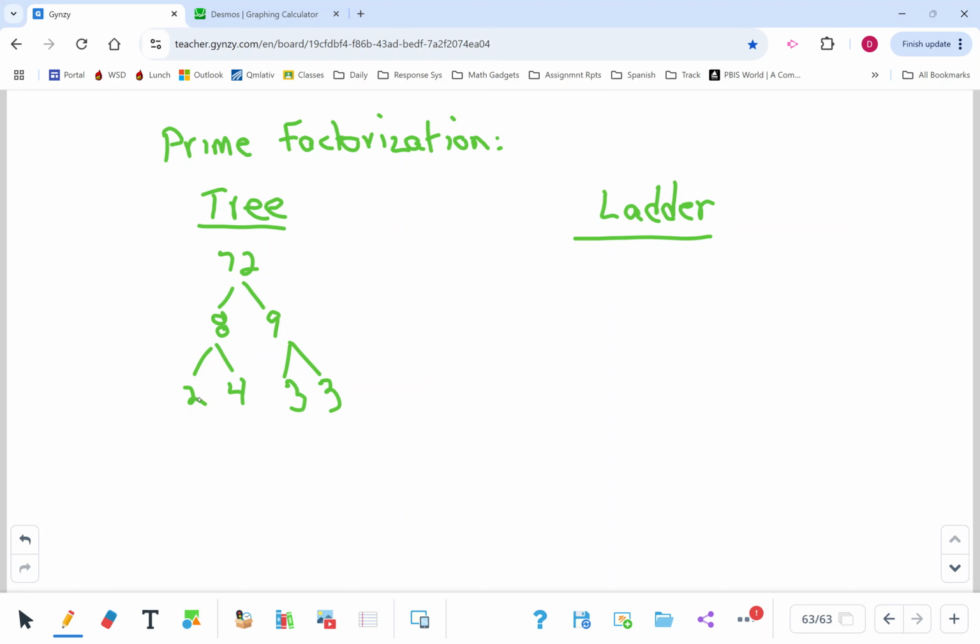Okay. 2 is prime. The 3's are prime, but 4 is not prime. It can be split up into 2 and 2. So when you get to the bottom, the parts at the very end of the tree are your prime factors. 2, 2, 2, 3, 3, just like we had before. Okay. I tend to prefer another method that works for me. It's more comfortable. I do this.